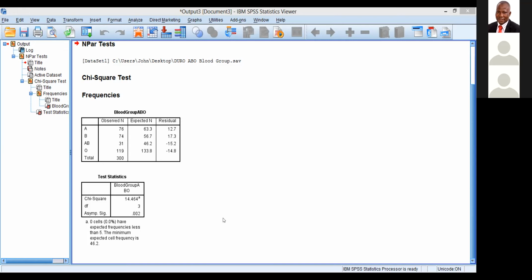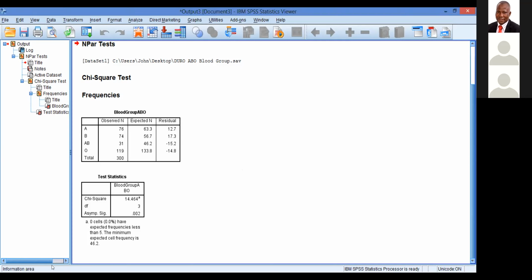So any question? We have done 2 things now: chi-square for trend and chi-square test for goodness of fit. Any question? Is there any question? No question.